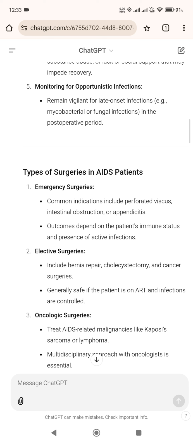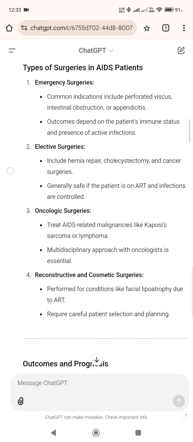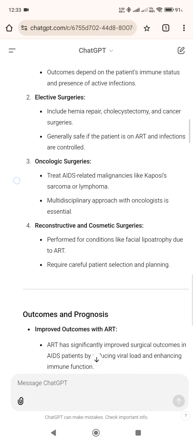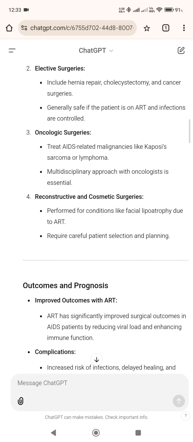Types of surgeries in AIDS patients. 1. Emergency surgeries. Common indications include perforated viscus, intestinal obstruction, or appendicitis. Outcomes depend on the patient's immune status and presence of active infections. 2. Elective surgeries include hernia repair, cholecystectomy, and cancer surgeries. Generally safe if the patient is on ART and infections are controlled.